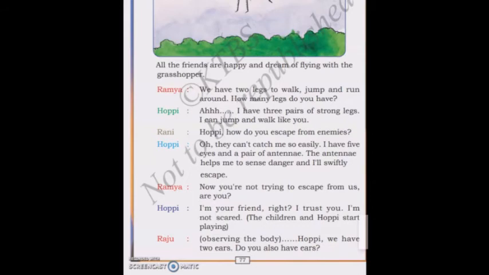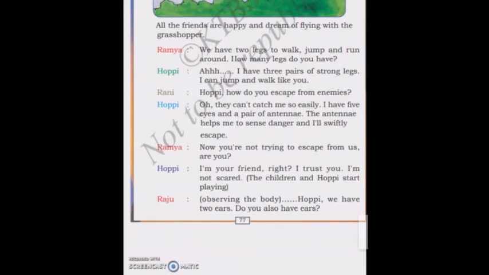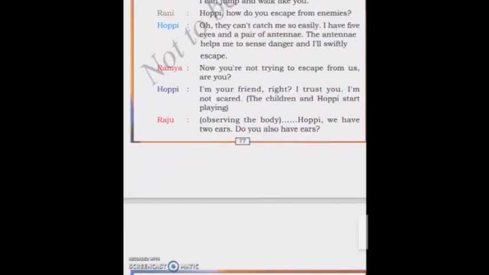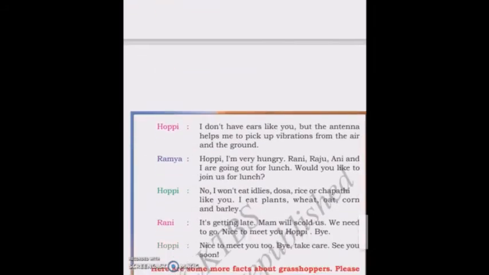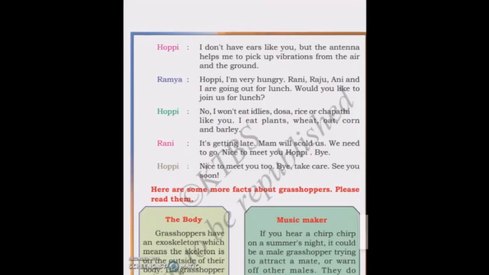Now Raju says, observing the body, Hoppy, we have 2 ears. Do you also have ears? Now Raju is asking a question to Hoppy, the grasshopper. We have 2 ears. And what about you? Do you also have ears? For which Hoppy says, I don't have ears like you, but the antenna helps me to pick up vibrations from the air and the ground.